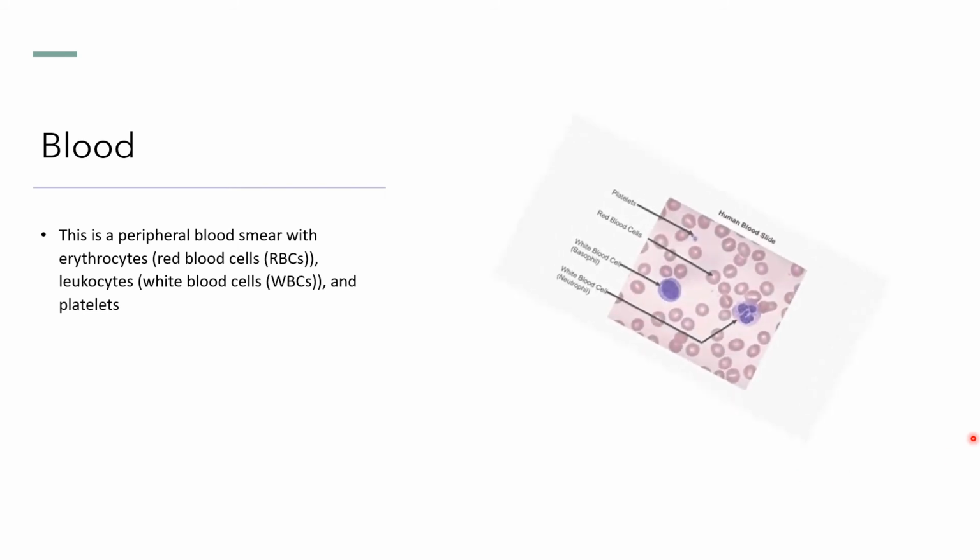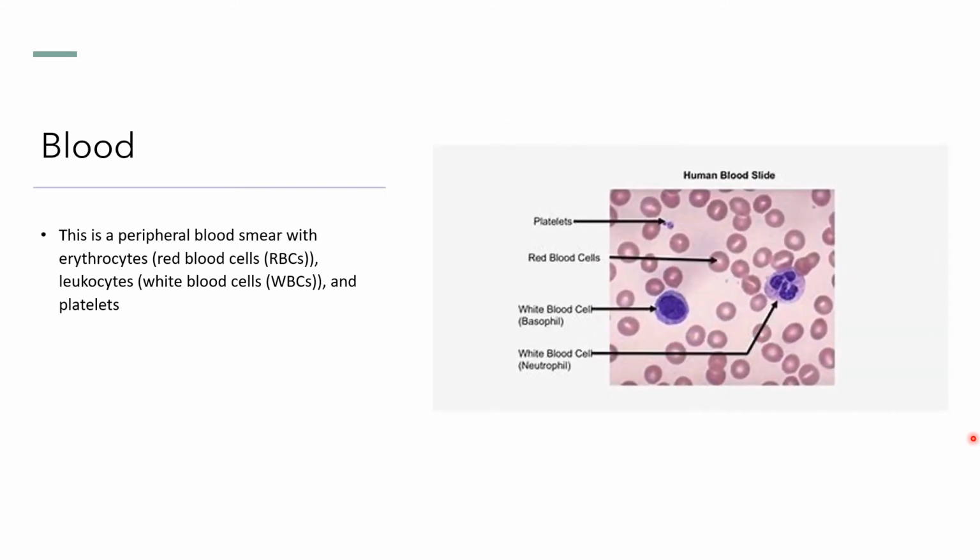Now let's take a look at blood. This is a peripheral blood smear, which has red blood cells, white blood cells, and platelets. You've got your red blood cells, which are otherwise known as erythrocytes, or RBCs. You've got your white blood cells, which are known as leukocytes, or WBCs.